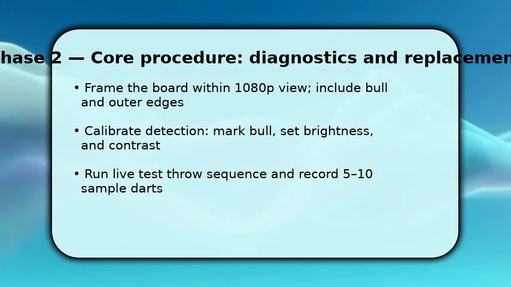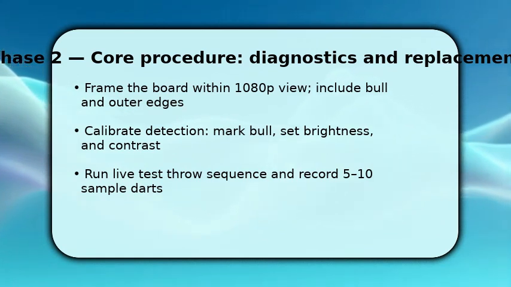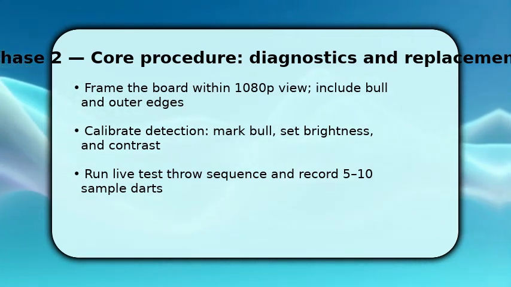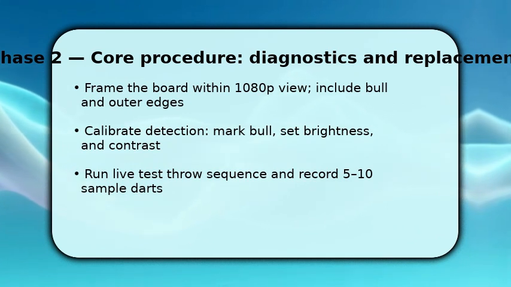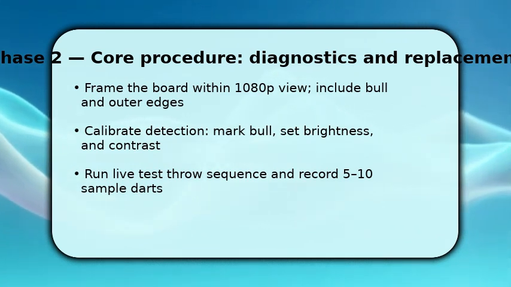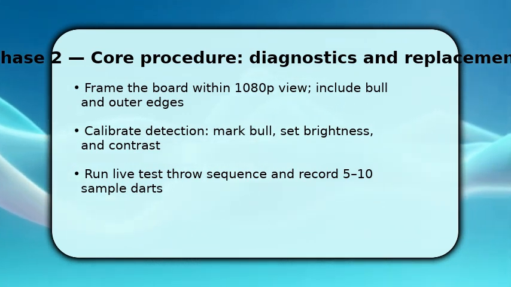You now focus on precision. Frame the entire board so the bull is centered and all segments are visible. Use Dartcounter's calibration tool to tap the bull and a couple of outer segment points. Adjust brightness and contrast to remove glare.